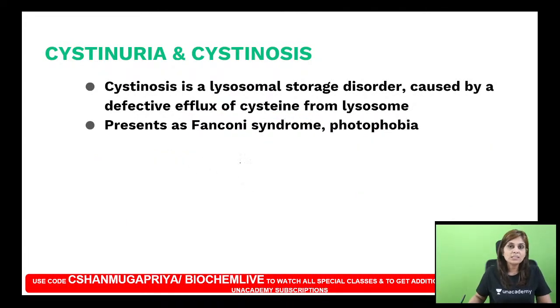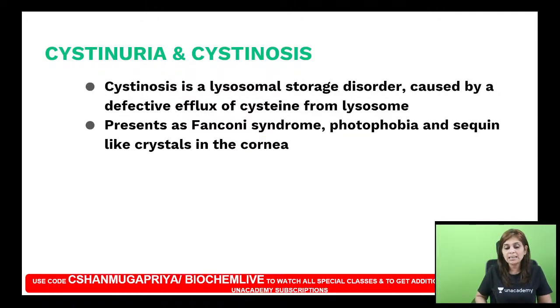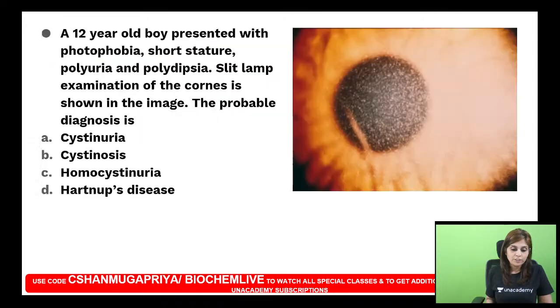Fanconi syndrome, photophobia. So whenever you find a child presenting with polyuria, polydipsia, short stature and photophobia, do a slit lamp examination of the cornea. And the cornea will show characteristic sequin-like crystals, and that is cystinosis. So have you understood all of this? So what is the probable diagnosis here? The probable diagnosis here is cystinosis.